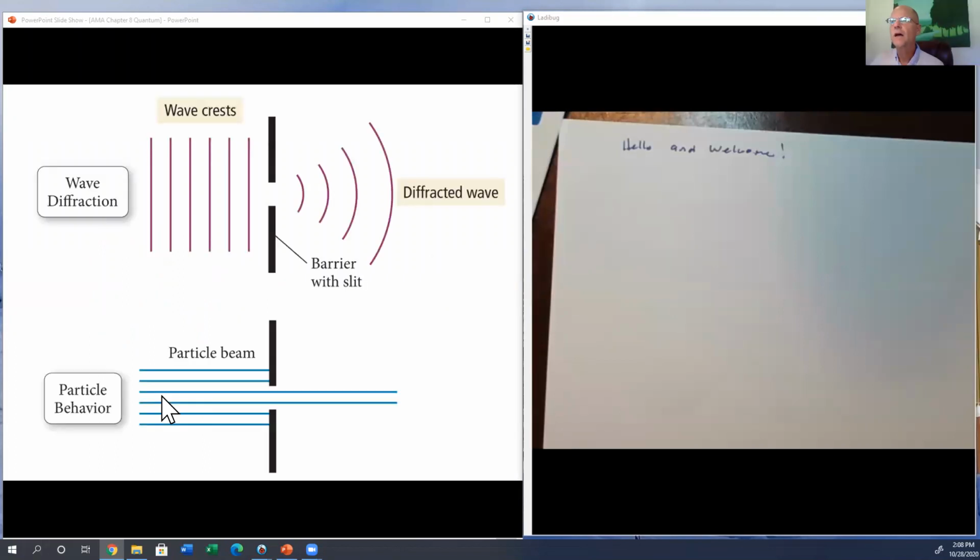So that's interference. Waves also undergo a phenomenon called diffraction, all right? And the diffraction of a wave is its ability to curve around an obstacle, okay?